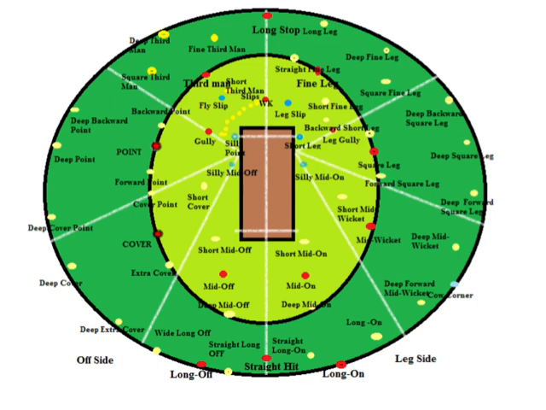It's just simple. You just have to learn the basic keywords like backward, forward, deep, short, long on, long off, point, cover, mid off, mid on, mid wicket, square leg, fine leg, third man, and that's it. These are the permanent fielding positions. The rest you can derive by making use of these keywords. Closer to the pitch, we call it short, away from it towards the boundary, deep, down the pitch, forward, backside of the batsman, backward. So with this we can devise different positions.